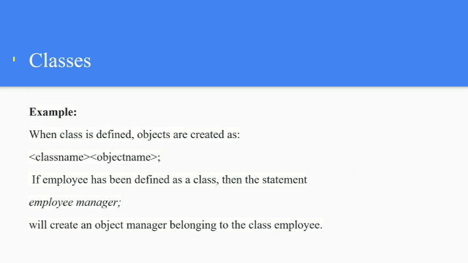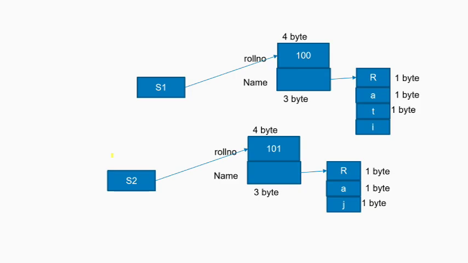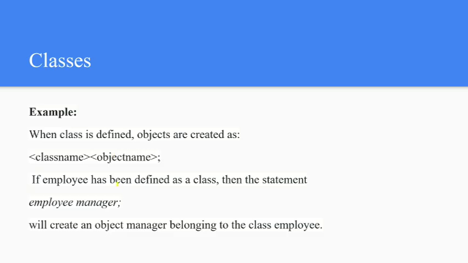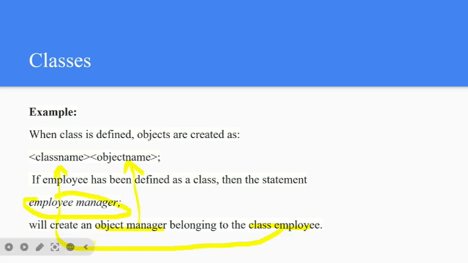Now classes. Classes example: when a class is defined, objects are created like this, class name, object name. Class name, for example, student, and object names are S1 and S2. If employee has been defined as a class, then the statement employee manager will create an object manager belonging to the class employee. So this makes sense, I guess.